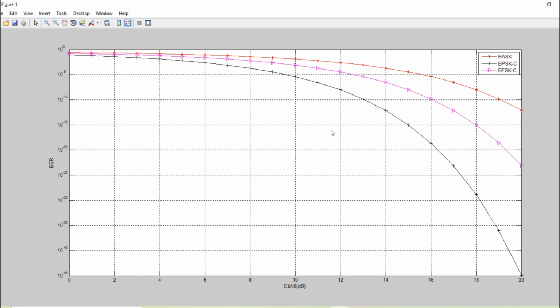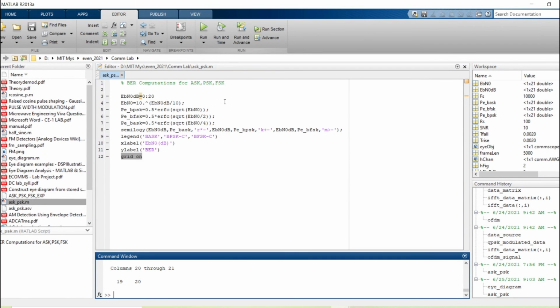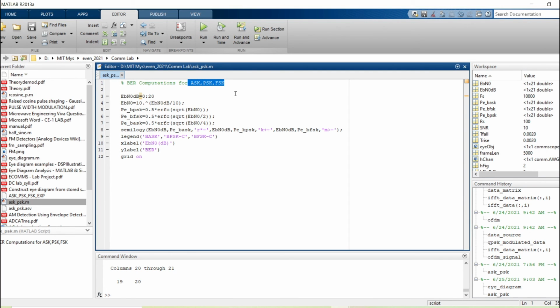The BPSK coherent detection is the best compared to coherent BFSK. Then BFSK is better than BASK, and these coherent schemes are better in their bit error rate performance as compared to the non-coherent DPSK scheme or non-coherent FSK scheme. So that's all about the probability of error computations for ASK, PSK, and FSK and their performance analysis. Okay, I hope you have understood the concept. Also, you are now more clear with the different modulation techniques.